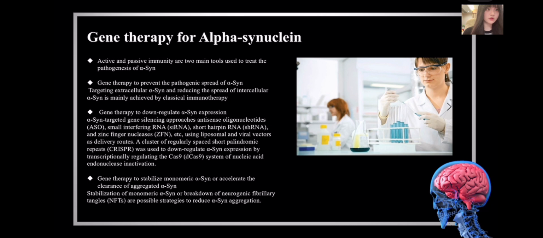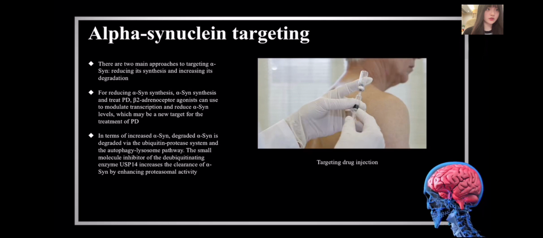thereby reducing the toxic effect in ex vivo models of synucleinopathies. Apart from gene therapy, alpha-synuclein targeting is also an effective alpha-synuclein treatment. There are two main approaches to targeting alpha-synuclein: reducing its synthesis and increasing its degradation. For reducing alpha-synuclein synthesis, not only siRNA and ASO mentioned in the gene therapy section can be used, but also small molecules that recognize and bind to alpha-synuclein mRNA and prevent it from participating in the template reaction to reduce alpha-synuclein synthesis. Beta-2 adrenoreceptor agonists can also modulate transcription and reduce alpha-synuclein levels, which may be a new target for the treatment of Parkinson's disease.